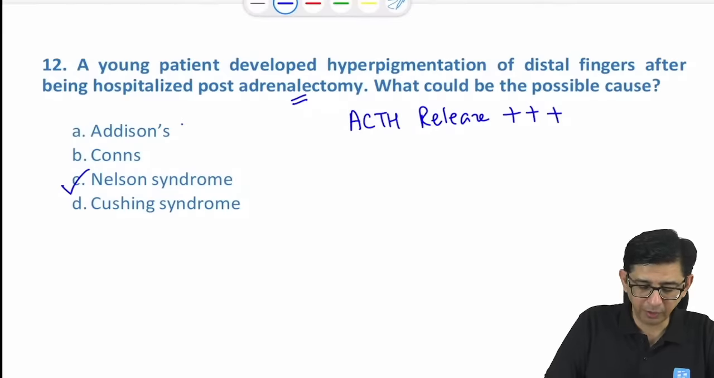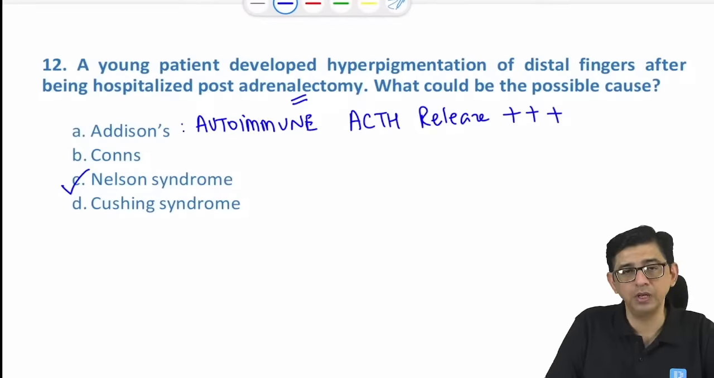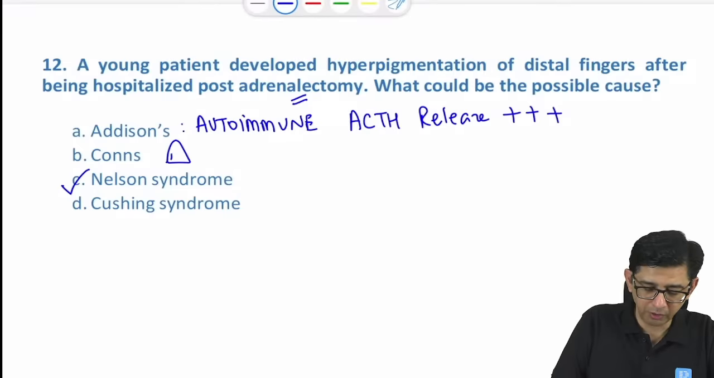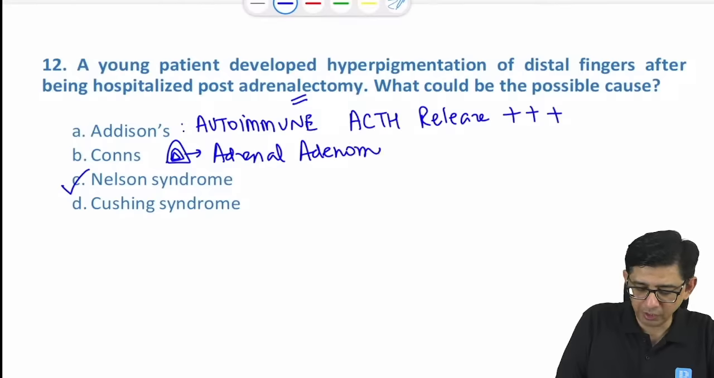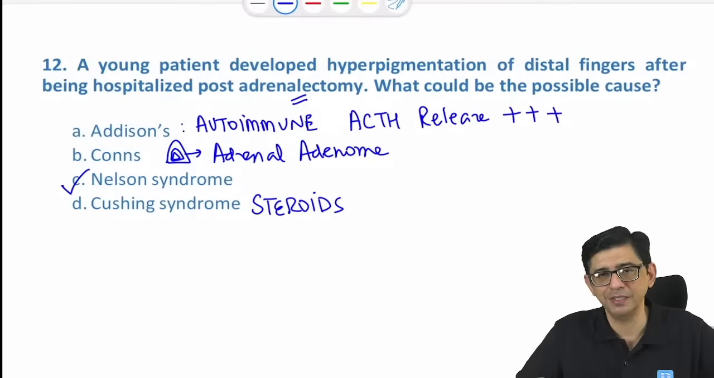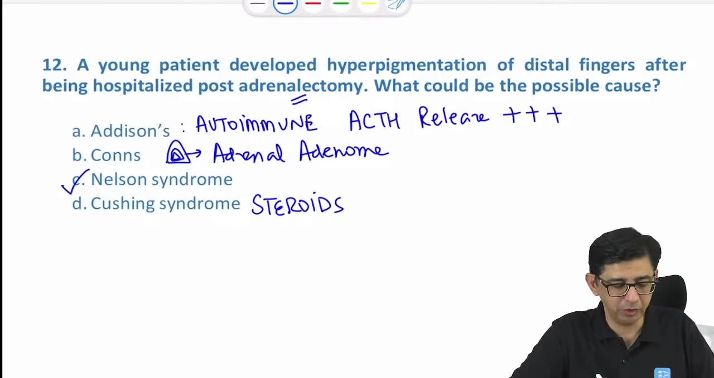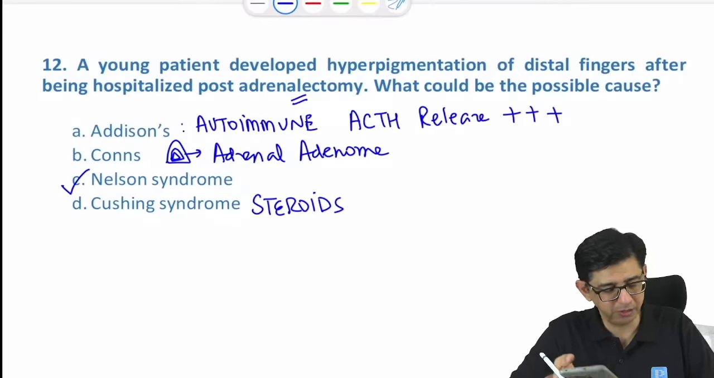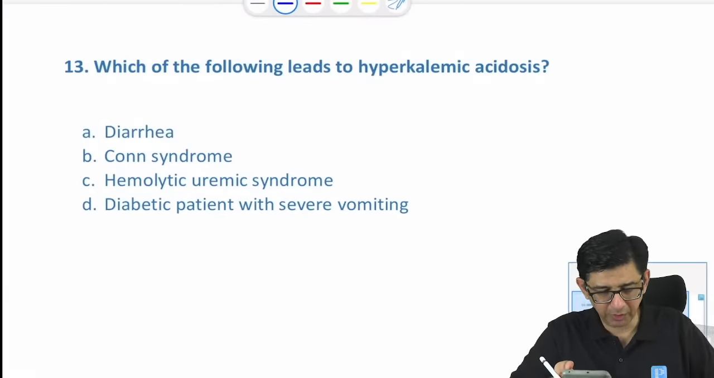Addison disease would be primarily because of either autoimmune destruction or because of TB. So that will be causing deficiency of aldosterone and cortisol. Conn syndrome is a tumor in the first layer of the gland. It's an adrenal adenoma. It will only be having increased aldosterone values. And Cushing syndrome has multiple causes, the leading one being intake of steroids. So we could have solved this question even by exclusion, sensing the fact that the remaining options are more like dummy options, just because he wanted us to talk about Nelson syndrome. This is a repeat from the last time exam.